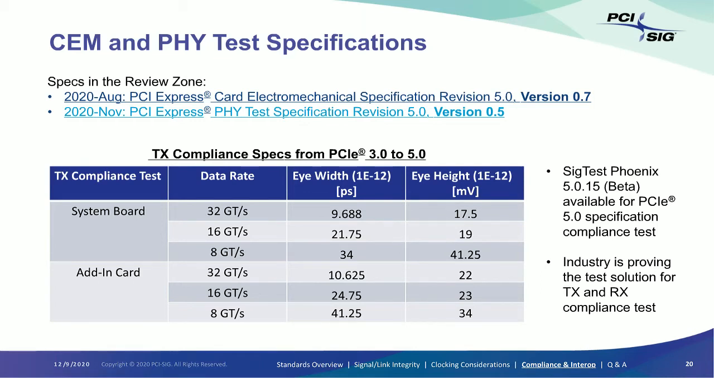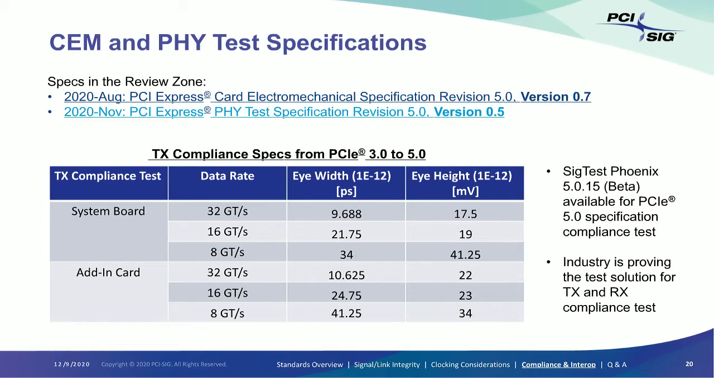Here I have just a quick table that shows one portion of that, which is the transmitter compliance specifications and how they've evolved from Gen 3 to Gen 5. As it was shown before, the eye height does not change significantly from Gen 4 to Gen 5. For the system board transmit, we go from 19 to 17.5 millivolts. And for the add-in card, we go from 23 to 22 millivolts.